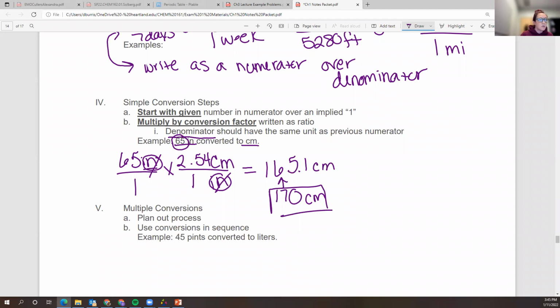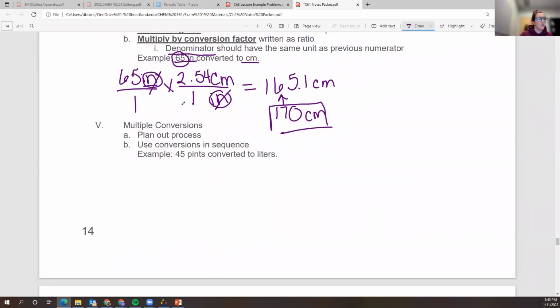Okay, now you can do this multiple times. You can do multiple conversions in a row. You can set up as many conversion factors as you need to based on your knowledge in order to get there. So I've got 45 pints. I want to go to liters. So I got 45 pints. Now, I have no idea how many pints are in a liter. I do, however, know how many pints are in a gallon. So I'm going to use that conversion first. There are 4 pints in 1 gallon.